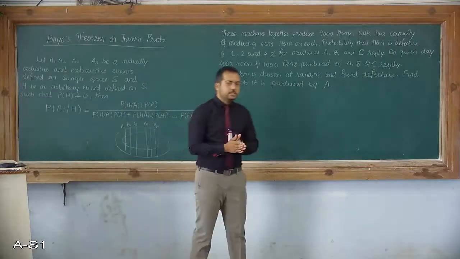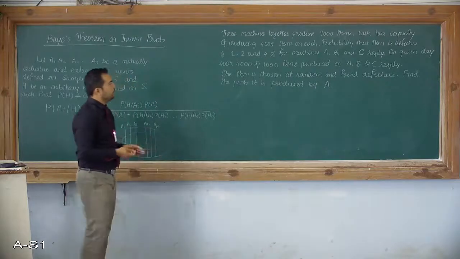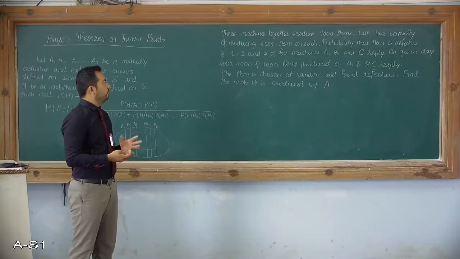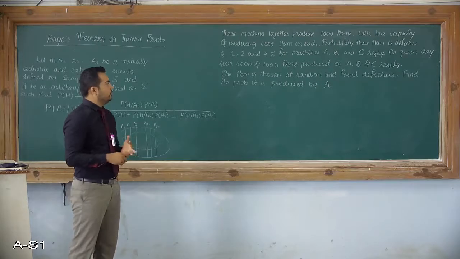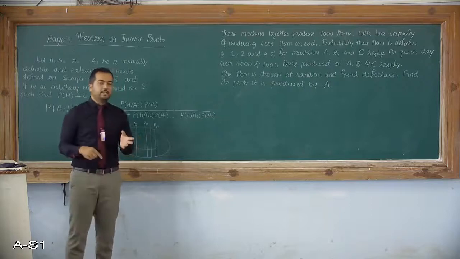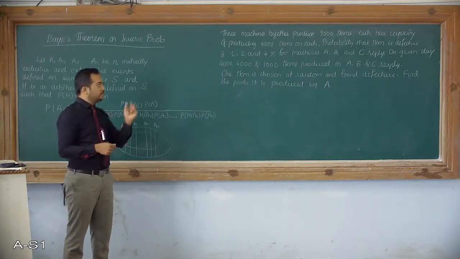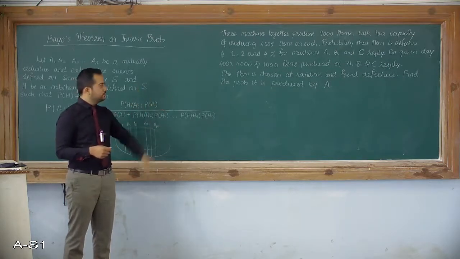So students, this is another problem. The problem states that three machines together produce 9,000 items, and each has a capacity of producing 4,000 items. The probability that an item is defective is 1, 2 and 4% for machines A, B, C. Among the items they produce, A, B, C have defective items at 1%, 2% and 4% respectively.